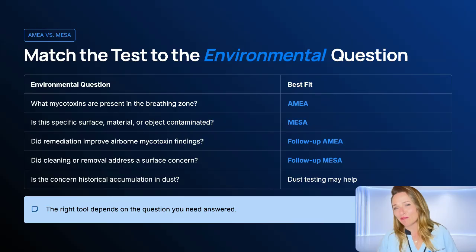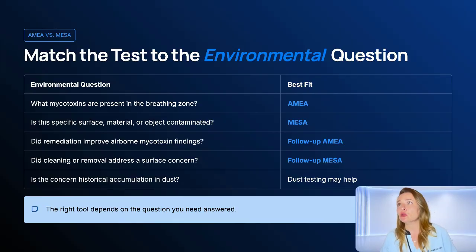So by now you have a better understanding of which environmental test is going to be the best fit to answer specific questions. So again, to recap, if you are concerned about mycotoxins in the breathing zone, airborne mycotoxin environmental analysis is the right test to answer that question. If the question is regarding contents or surfaces or the HVAC system, the MESA surface analysis is the best test for that question. MESA and AMEA are both wonderful tools in post-remediation verification, ensuring that remediation practices were successful in removing these toxins.